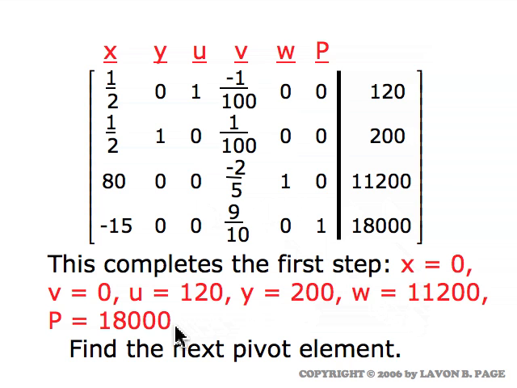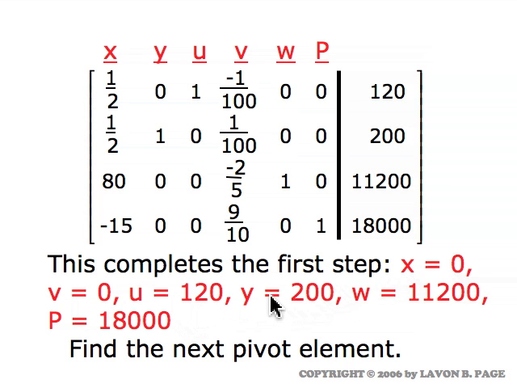So where we are in the solution process is at the corner point where X is 0, Y is 200, and P is 18,000. That corner point corresponds to a strategy of planting no corn and 200 acres of soybeans, and it would bring in a profit of $18,000. V is 0, which says it would use all the capital available. U is 120, which says there would be 120 acres of land that's not planted in either crop.